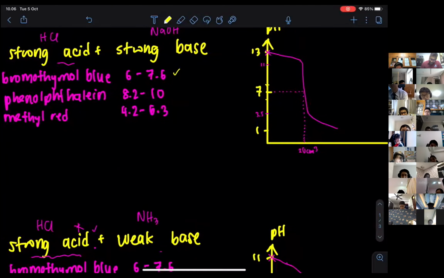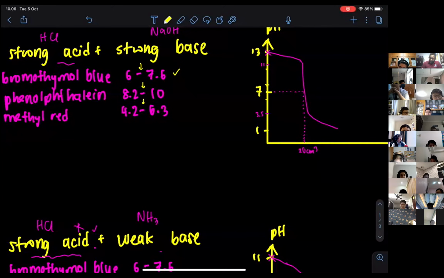8.2 all the way to 10, maybe somewhere here. Can we use? Yes. Do remember, your indicator is not a very accurate representation of the equivalence point, but it will just show you the color change. So you do not need to make sure that your equivalence point must be in between the indicator range. No need. As long as they are within the sharp fall, it's possible.